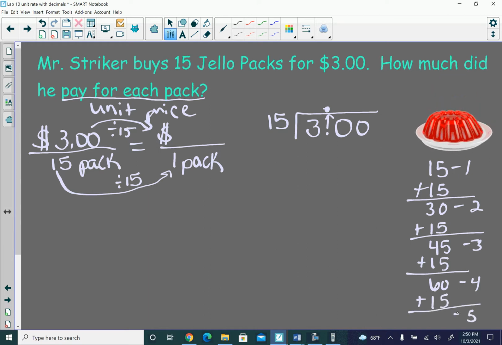I'm going to make 5 groups, which is 75. Now, I might need to add to this list, but that's the start for me. So if I have 3, I can't make any groups of 15 because one group of 15 needs 15 to start, and I only have 3.